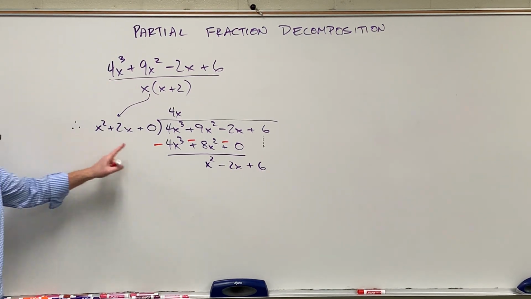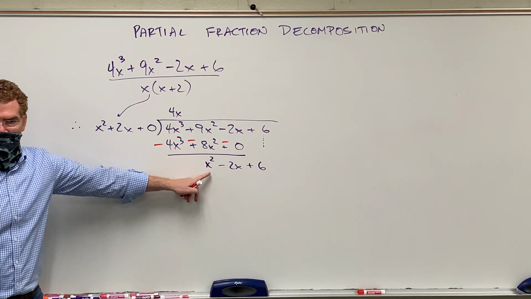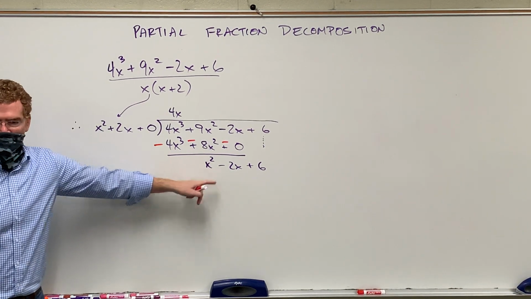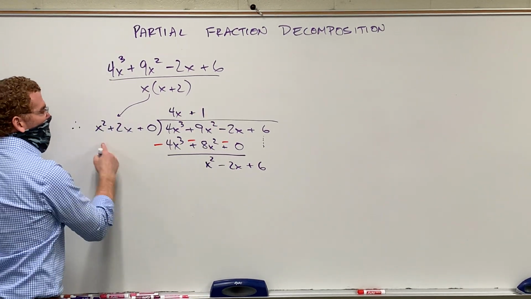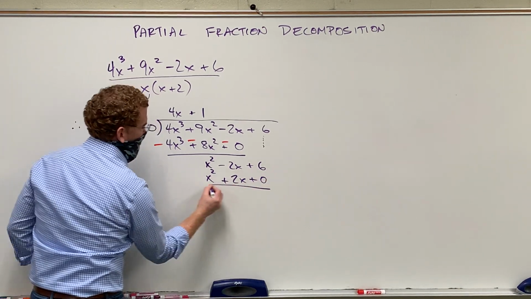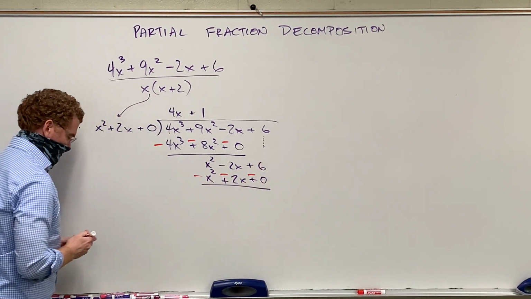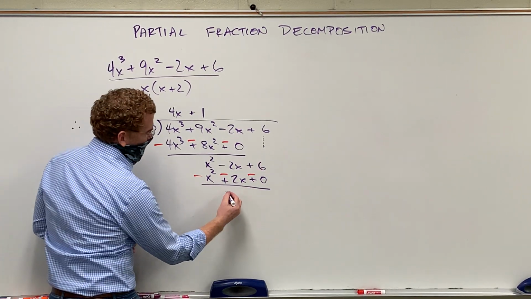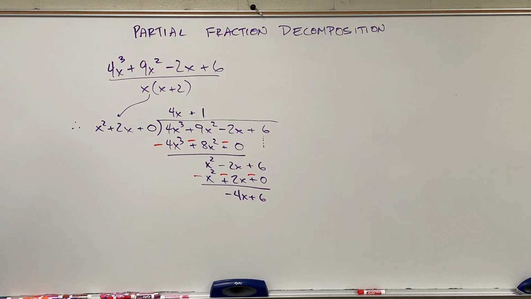Now, I can still do one more step, right? Because the powers are still not smaller here. I go until it's smaller here. So x squared times what gives me x squared? 1. Put a 1 up there. 1 times this. And then one more time, change my signs. And what do I end up with? Negative 4x plus 6. Now, be careful. Remember my goal. My goal is to do a partial fraction decomposition.